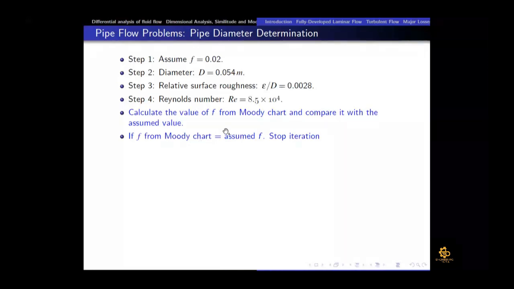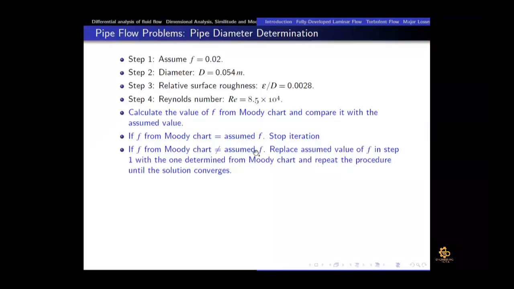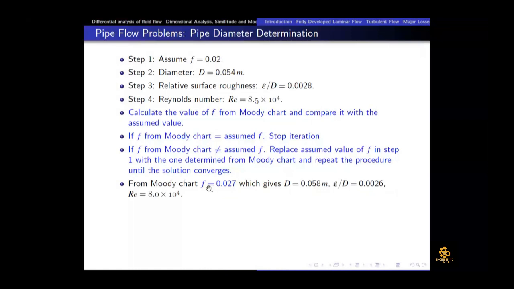But if it is not equal to the value which we have assumed, then we need to replace the assumed value of f in step 1 with the one determined from the Moody chart, and repeat the procedure until the solution converges. As I explained, from the Moody chart that value was in between 0.025 and 0.03. So they have said that this value is 0.027. From here we again calculate the diameter, then epsilon upon d, and then the Reynolds number.